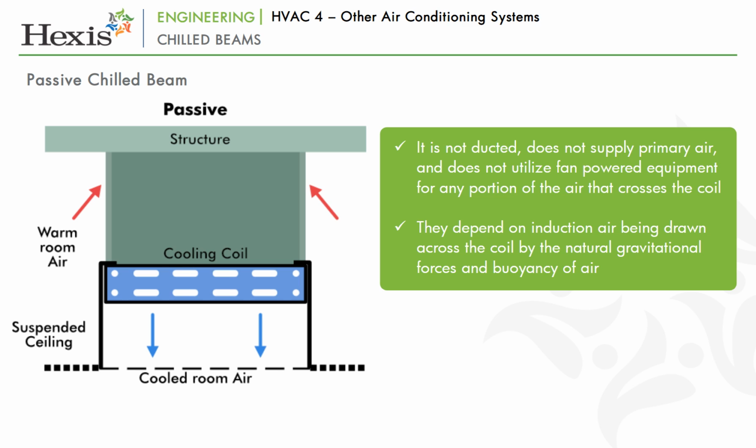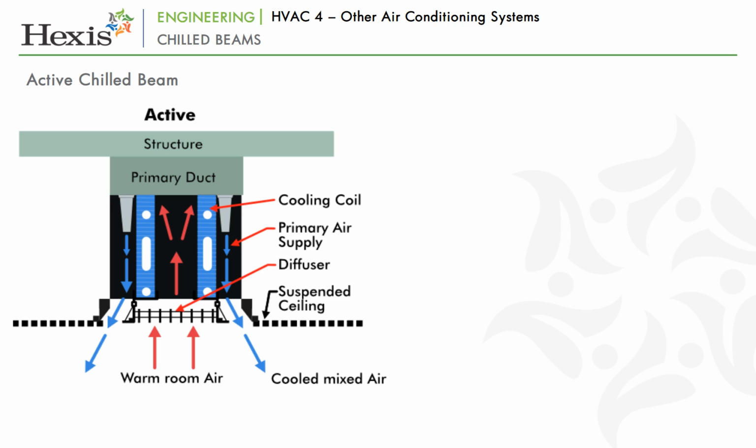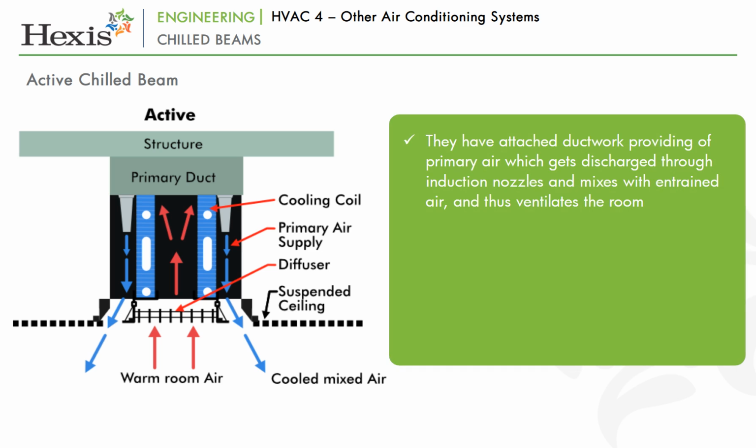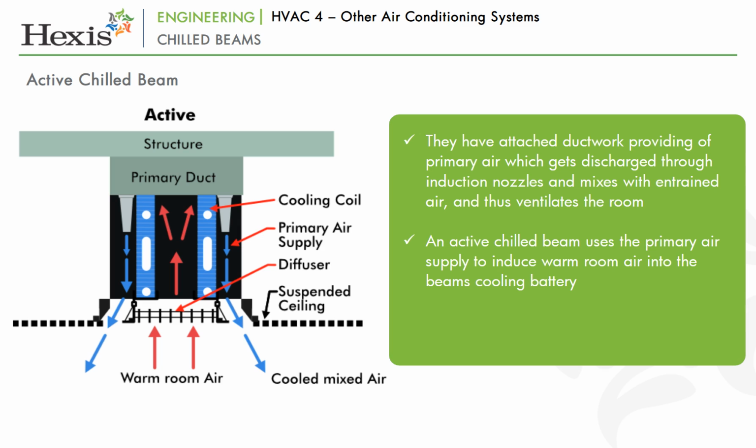Let us understand the active chilled beams. Active chilled beams are those that have ductwork attached to them, providing a specific amount of primary air to the pressurized plenum within the device to be discharged through induction nozzles, mix with entrained air and ventilate the room. The main air handling unit supplies primary air into the various rooms through the chilled beam. An active chilled beam uses the primary air supply to induce warm room air into the beam's cooling battery. In order to cool or heat the room, either cold or warm water is circulated through the beam's battery.